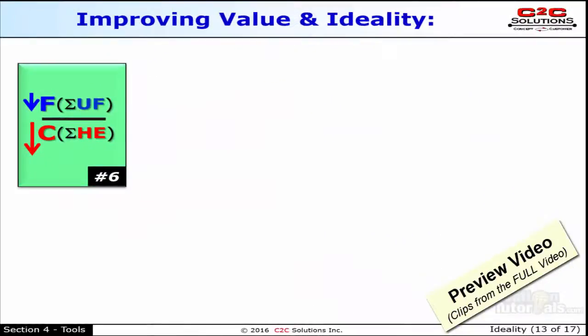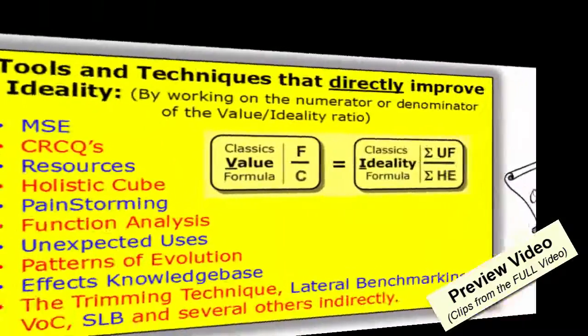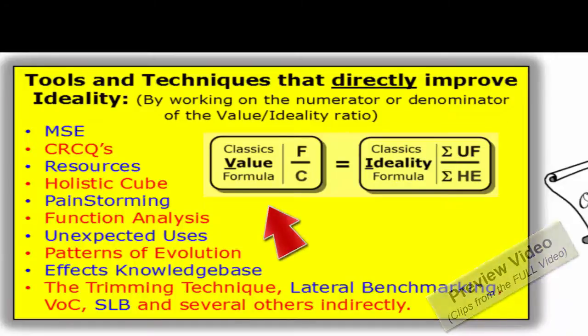Then there's strategy 6. Can you take function out and still improve value? And the answer is yes, if you take out more cost than you did function. So here you want to decrease the denominator more than you've decreased the numerator. Ideality is the sum of the useful functions divided by the sum of the harmful effects, just like this equation here, which is very close to the concept of value, which is function over cost. Both of those are really saying a ratio of good to bad.